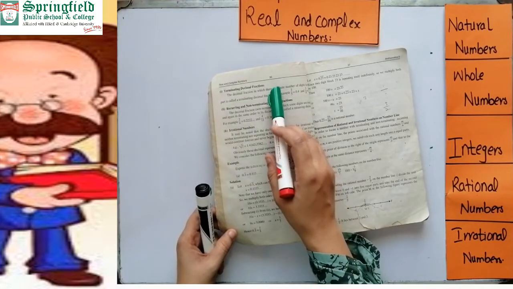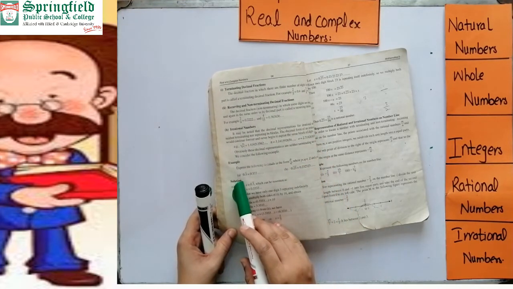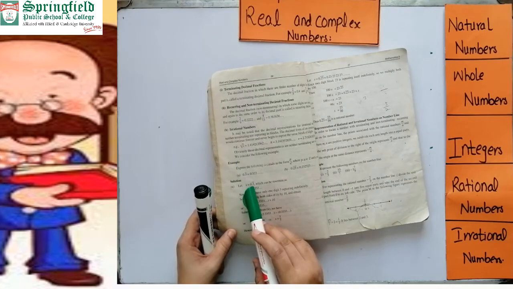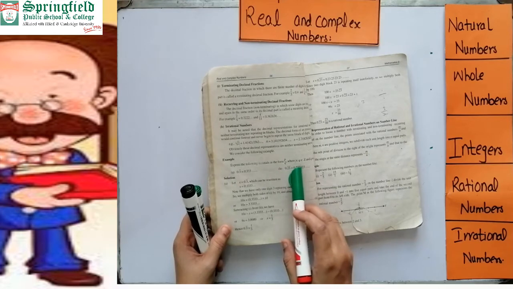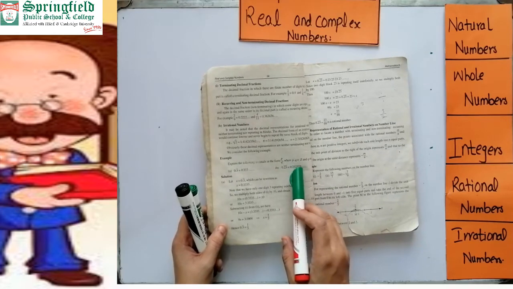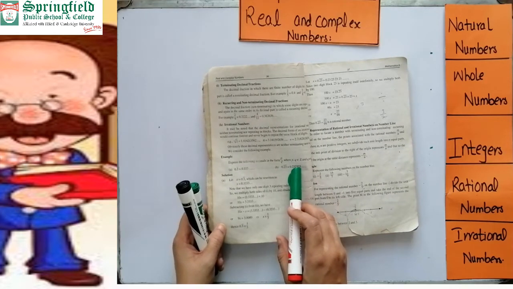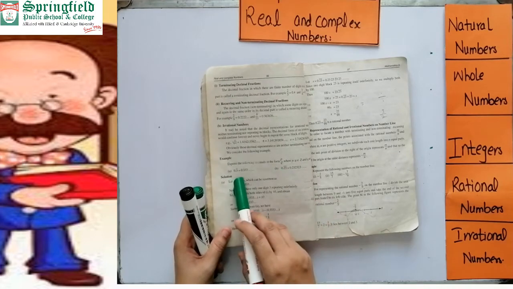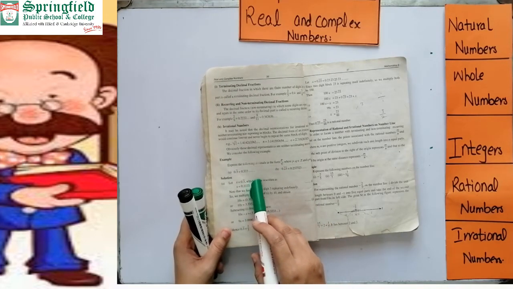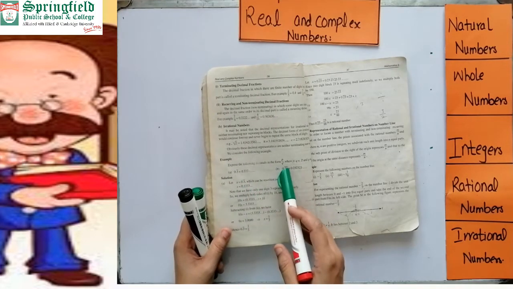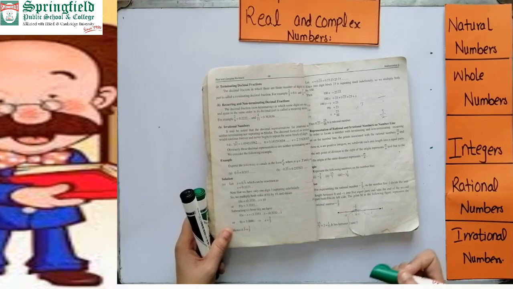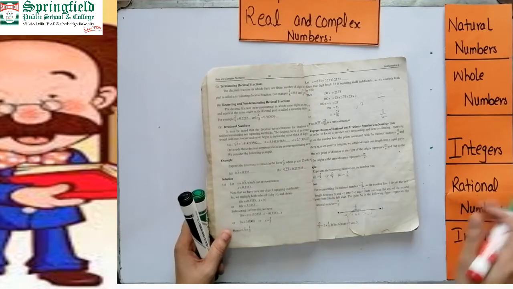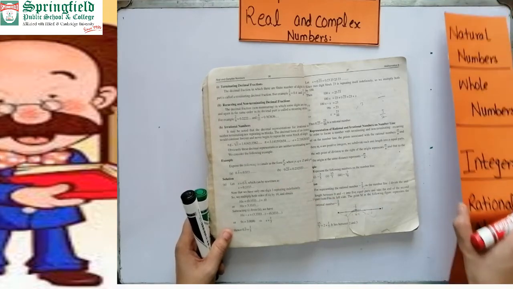Example page number 36, example 1. Express the following decimal in the form of p by q, where p and q belong to Z and q is not equal to 0. So 0.3 is equal to this one. How can we represent this number in p by q form, means fraction form or rational form?